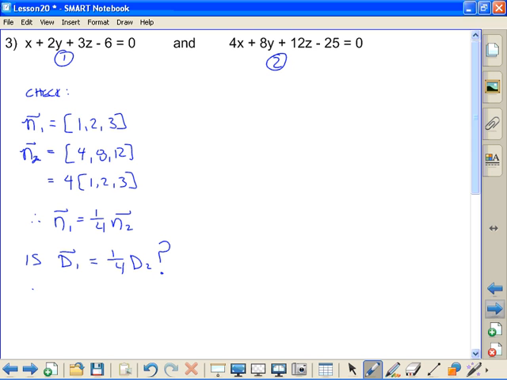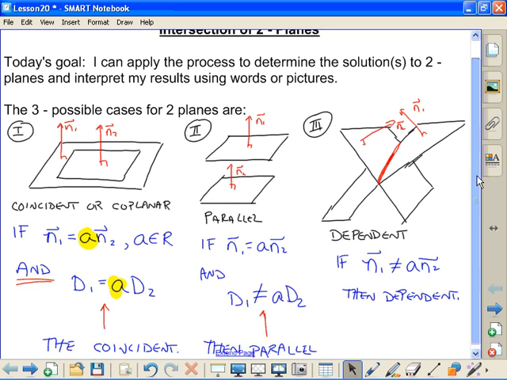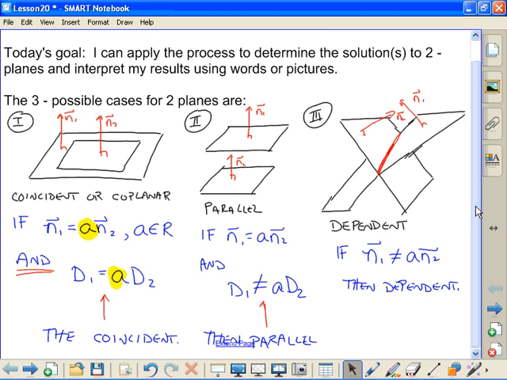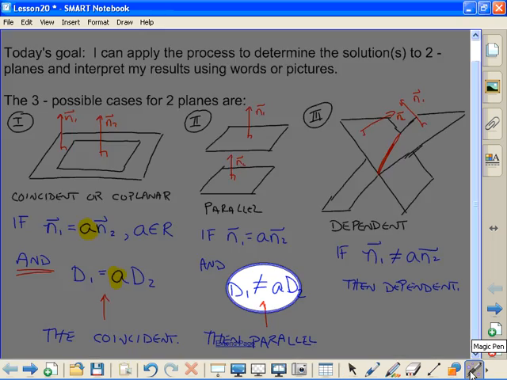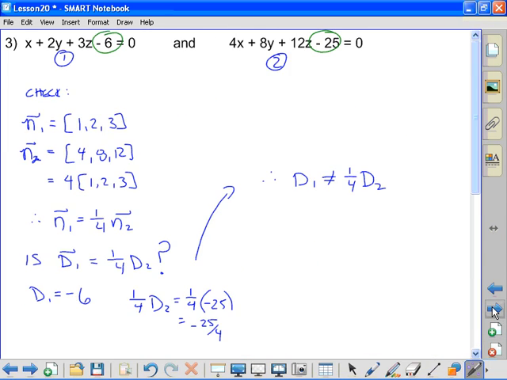So that's what you're looking at. We know that D1, the constant, is negative 6. A quarter of D2 is a quarter of negative 25. Well, it's not divisible by 4, so we know that statement's not true. Therefore D1 is not equal to a quarter of D2. So what that tells you, going back to the first slide, is that if the normals are multiples of each other but the constants are not, then we have two parallel planes. All right, so we can make that conclusion. Therefore, the planes are parallel.